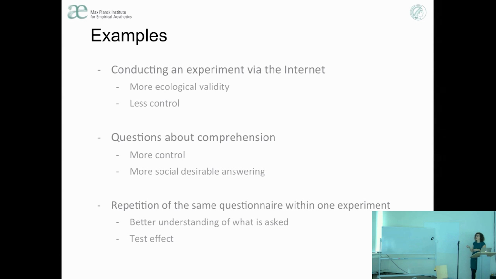Another example would be questions about comprehension. So you want to make certain that people understand the task that they're doing, or that they're understanding the stimulus that you're using. So you're putting questions about comprehension in there. It gives you more control over whether or not they participated in the study. However, these kinds of questions are also very sensitive to socially desirable answering. People will always want to come across in a nice way. They want you to think that they're intelligent. They want you to think that they are very empathic. So these kinds of things are very sensitive to socially desirable answering.